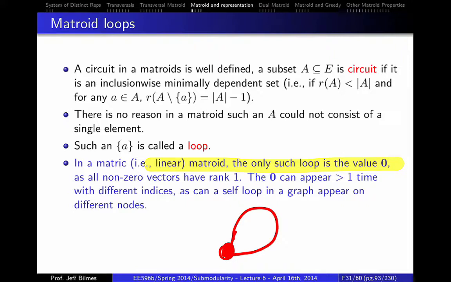There's one, which is the all-zero vector. So how is it the case that there can be more loops in a graph than there can be in a matrix, given that they're isomorphic to each other?